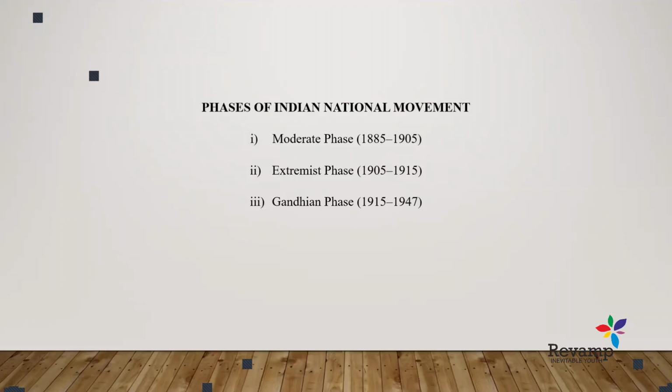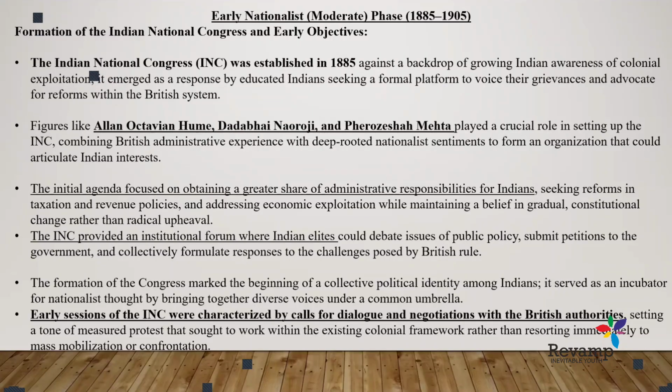the year 1915. After 1915, Gandhi, also known as the crucial father figure of the Indian national movement, came into play, and up to 1947 it can be observed as the Gandhian phase. Coming back to the moderate phase of the Indian national movement, as I mentioned earlier, it started in the year 1885, with the formation of the Indian National Congress.